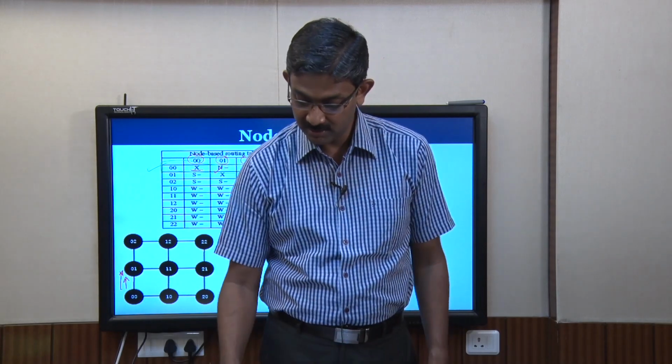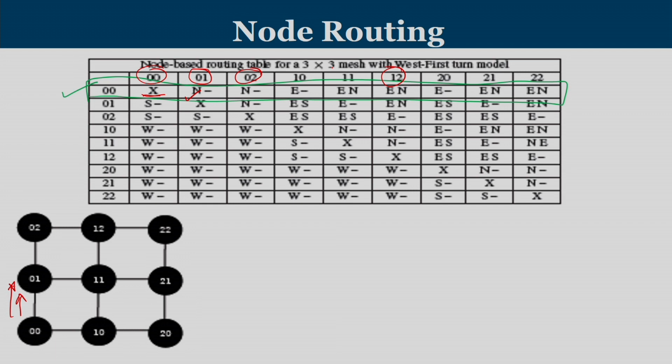a north transition. Similarly, you see 12. If I wanted to reach 12, the packet can take either east or north. That is the meaning of EN. So, the EN entry means either it can be east or it can be north. That is the way this packet is being routed. Similarly, if you consider 10, this is 10 and 10 can be reached only by east. So, that is the route that is given.